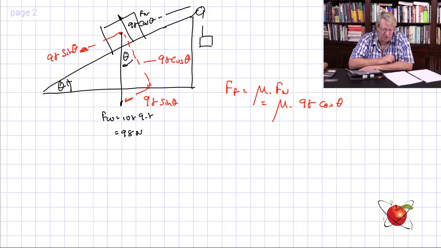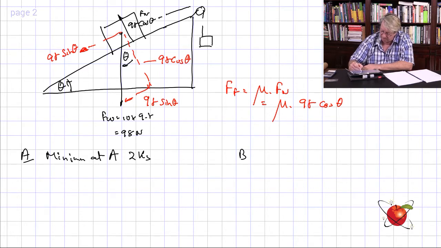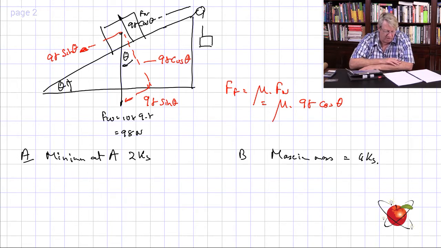Now we're given two scenarios. Scenario A, let's just make a note of this. Scenario A is the first one. The minimum mass at A was 2 kilograms. B, maximum, was equal to 4 kilograms. So what does that mean?